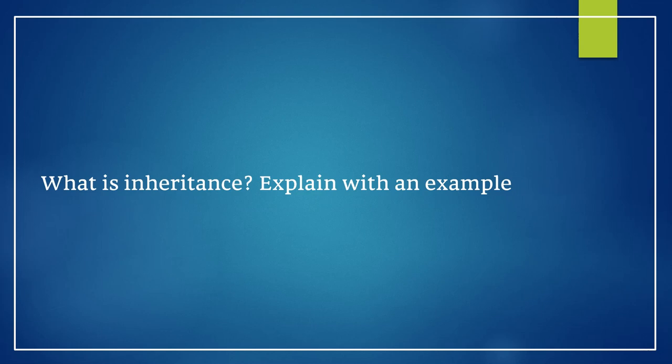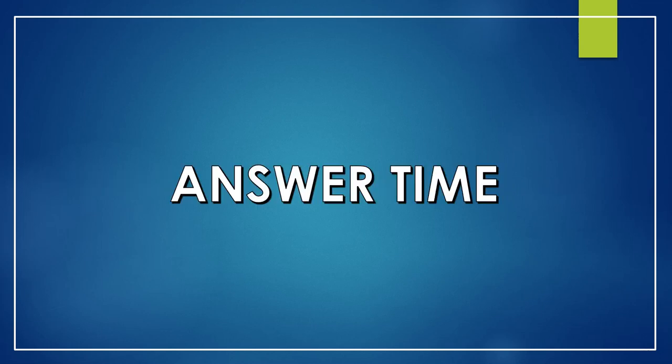What is inheritance? Explain inheritance with an example. Inheritance is a property by which the parent's variables and methods, basically the state and behavior of the parent class, are passed on to the child. This is similar to the real world where the child inherits the genes of the parent. Now let's take a real example.